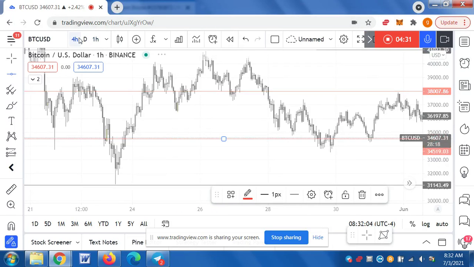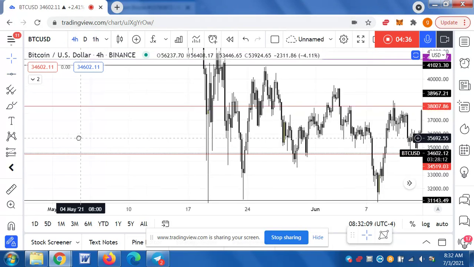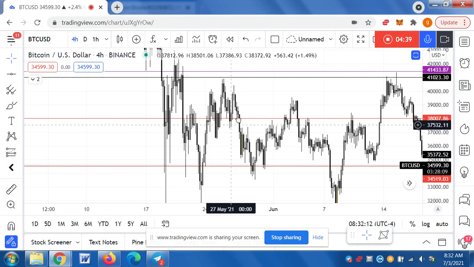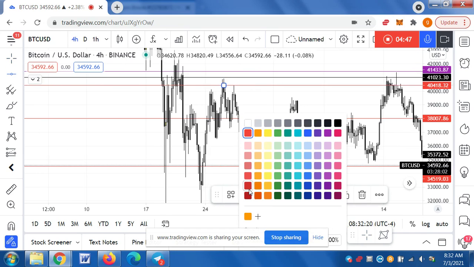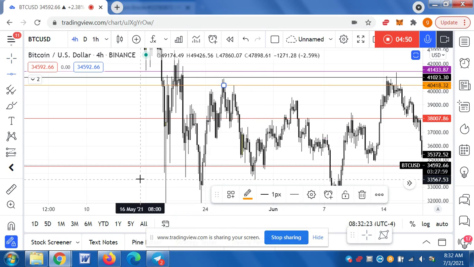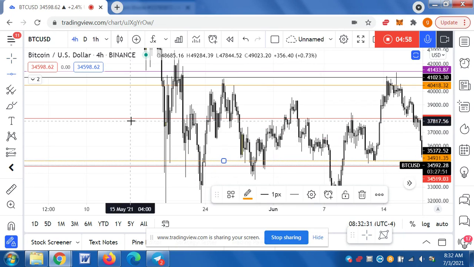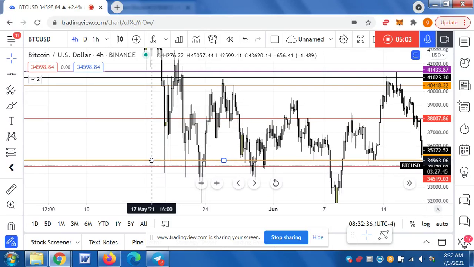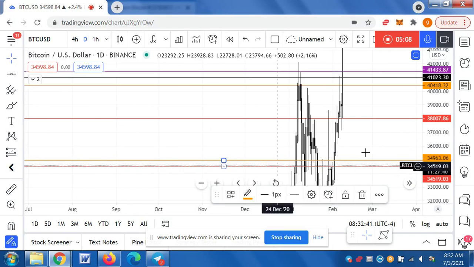And let's go to the 4 hour, around the same area. So we have a nice pivot high here. Make these orange. And we have a nice pivot low right over here. Alright, so now that we have our lower time frame pivots, go back to the daily range here.